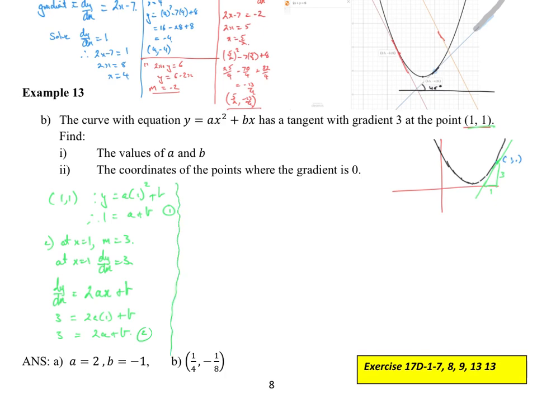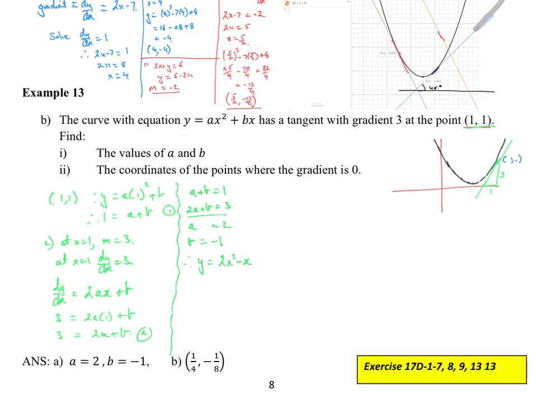So now, if I solve simultaneously, I get a plus b is equal to 1, and 2a plus b equals 3. Subtract the two equations. 2a minus a is a, b minus b is 0, 3 minus 1 is 2. So I get a is equal to 2. Substitute into one of those equations, b must be equal to negative 1. So the rule y equals, what was a? a is equal to 2, so y equals 2x squared minus x. Okay, so that's the equation.